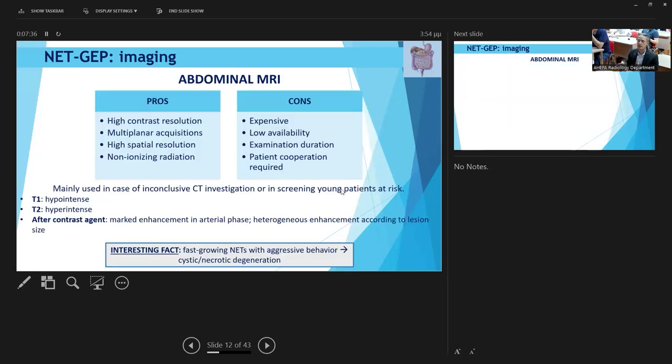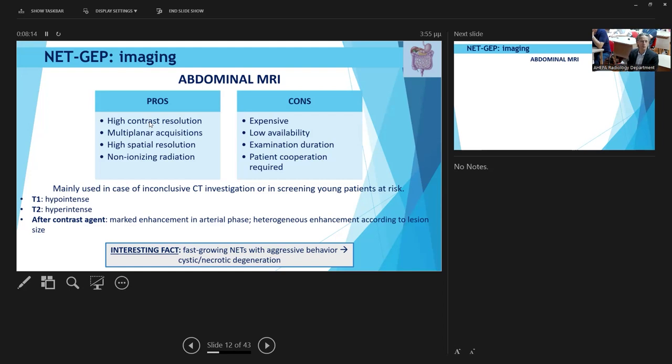Regarding the abdominal MRI, it is another good diagnostic technique to make the correct diagnosis, because again, it has a really high contrast resolution. It allows us to obtain a multiplanar acquisition, again with high spatial resolution, without any ionizing radiation. But unfortunately, this technique is quite expensive and has low availability all around the world. And unfortunately, the examination duration is about 20 minutes at least.